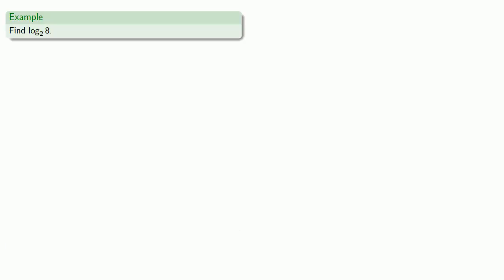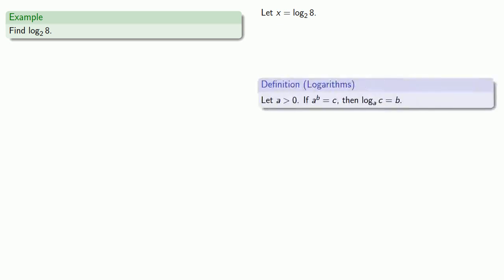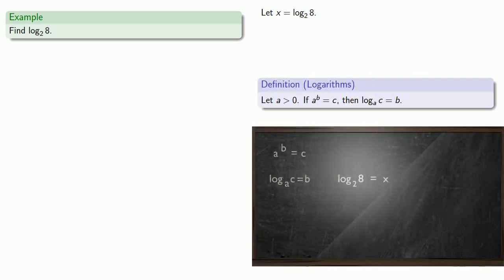So let's see if we can find a log. Let's find the log to base 2 of 8. So it helps to approach the problem as follows. We want to find the log to base 2 of 8. Well, let's give it a name. How about x? And we want to solve this equation for x. Definitions are the whole of mathematics. All else is commentary. So if log to base 2 of 8 is equal to x, our definition says that 2 to the power x should be 8.